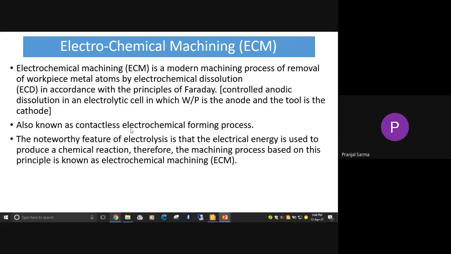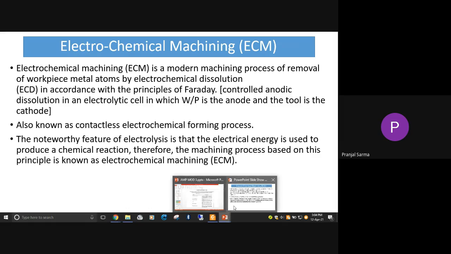This electrochemical machining process, in short ECM, is also known as a contactless electrochemical forming process. Why contactless? As we will see, there will be an inter-electrode gap always maintained between the tool and the workpiece. In that electrolytic cell, we know there are an anode and a cathode. In our case, we will make the workpiece the anode and the tool the cathode. So they will be metallic in nature, and they should be able to act like an electrode. So the materials which we can machine have certain limitations.